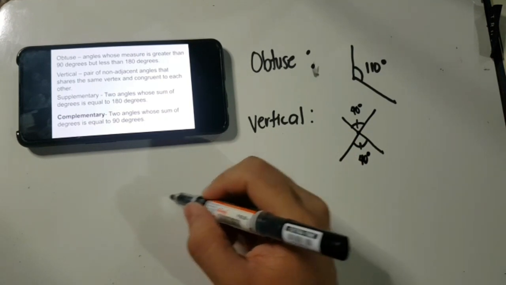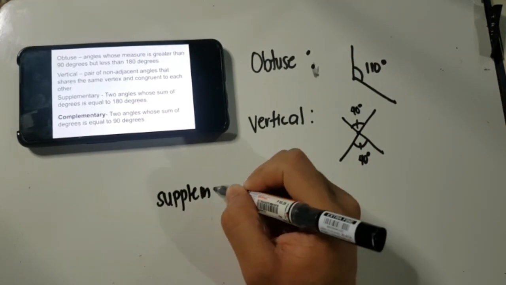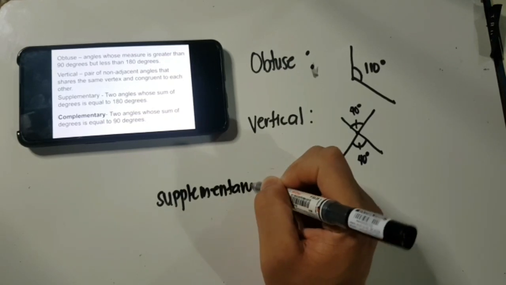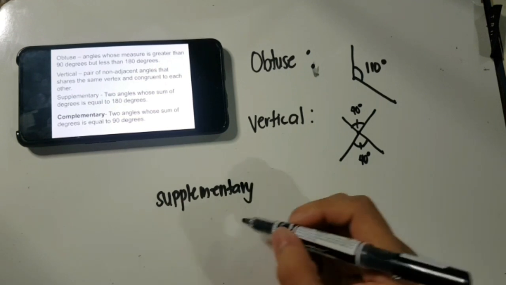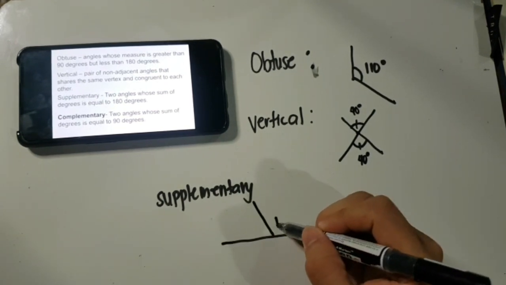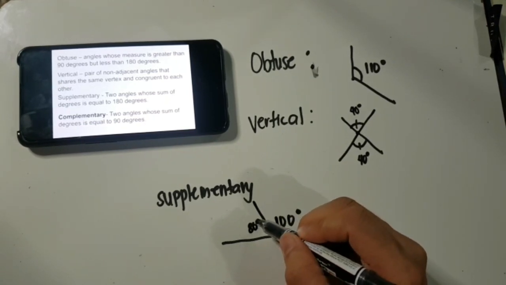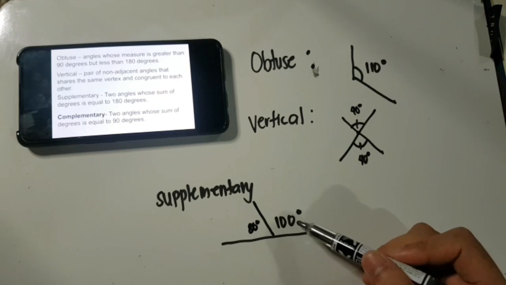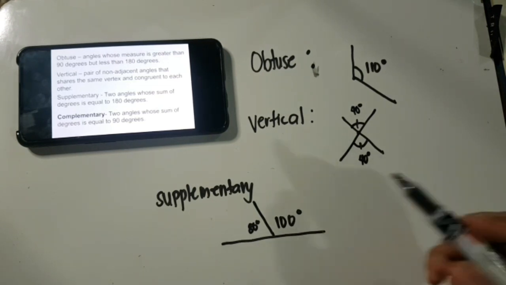Next, supplementary angles. So, for supplementary angles, two angles whose sum of degrees is equal to 180 degrees. So, let's have an example. So, let's draw this line. So, if this is 100 degrees, this is what? 80 degrees. Okay? So, these two angles is equal to 180 degrees. Therefore, they are supplementary.